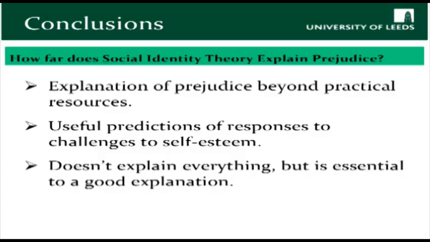So, that was a presentation on how far does social identity theory explain prejudice. We can conclude that social identity theory gives us a good explanation of prejudice that goes beyond real-world resources. It allows us to predict interactions between groups based on their feelings and their self-esteem. And it doesn't explain everything, but it is essential to a good explanation of prejudice.